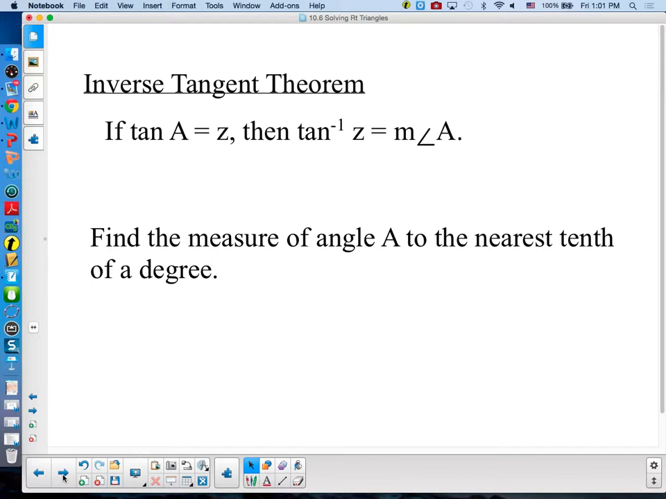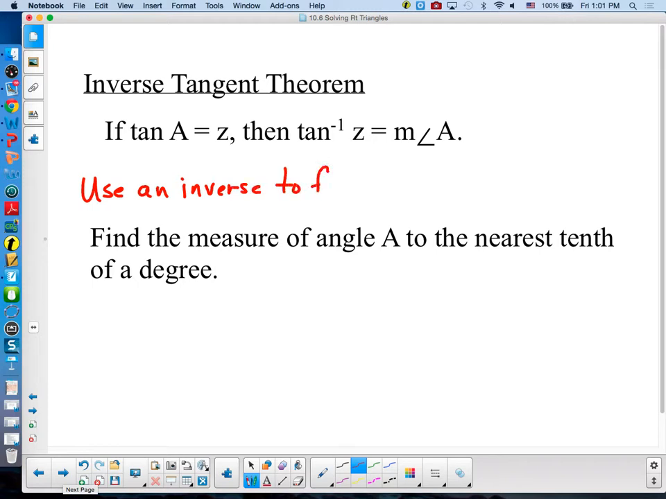So you might use an inverse to find an angle measure. Let me write that instead of this sentence. That's the tangent inverse. Probably on my next screen, there's a screen with sine inverse and cosine inverse also.